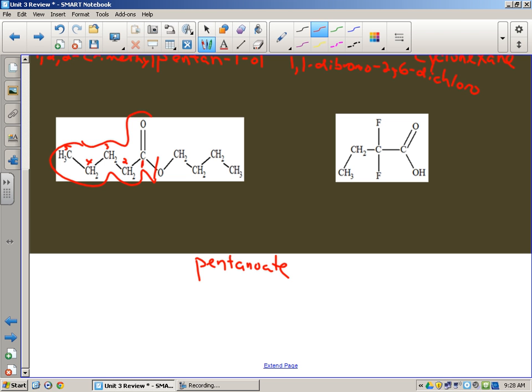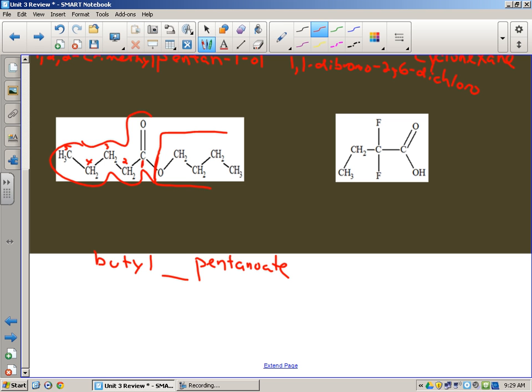And then on the other side, that came from pentanoic acid, of course. This part here is your alcohol part. That's what it came from, and that would have been butanol. But now, because we have to separate these, that's called butyl. There's a space in between the two, because that's where the separation is. So butyl pentanoate for that one.